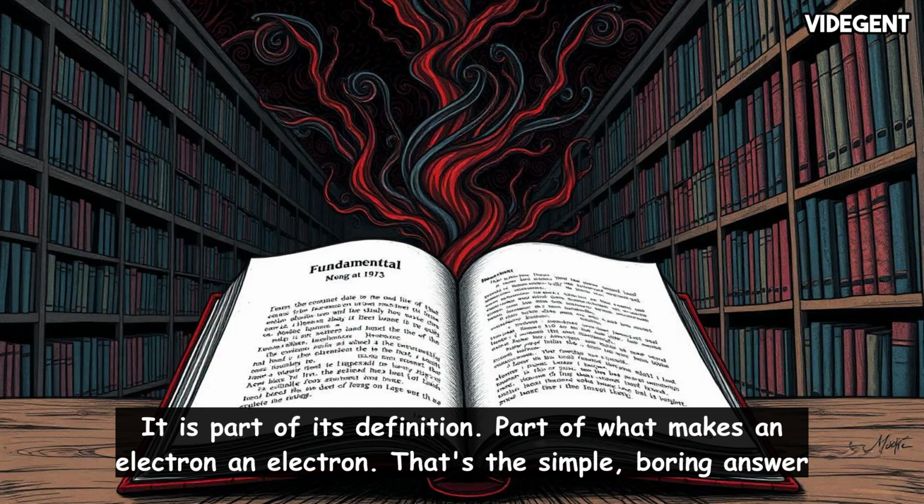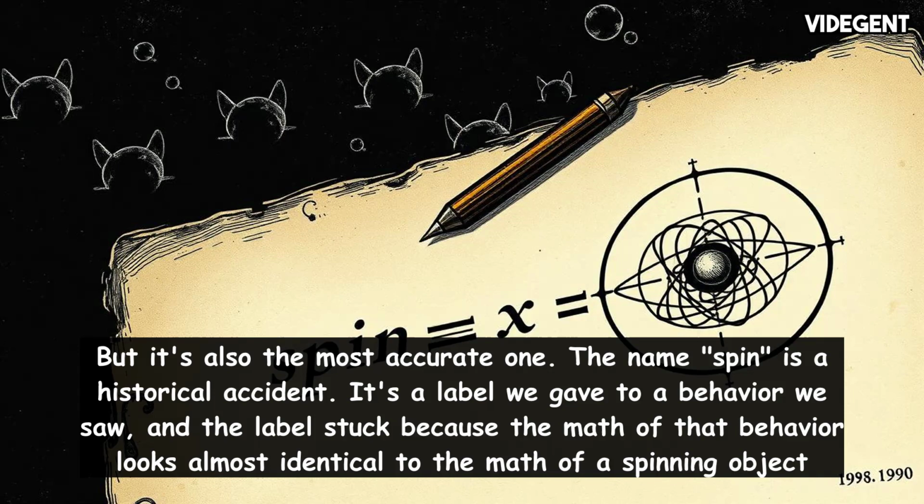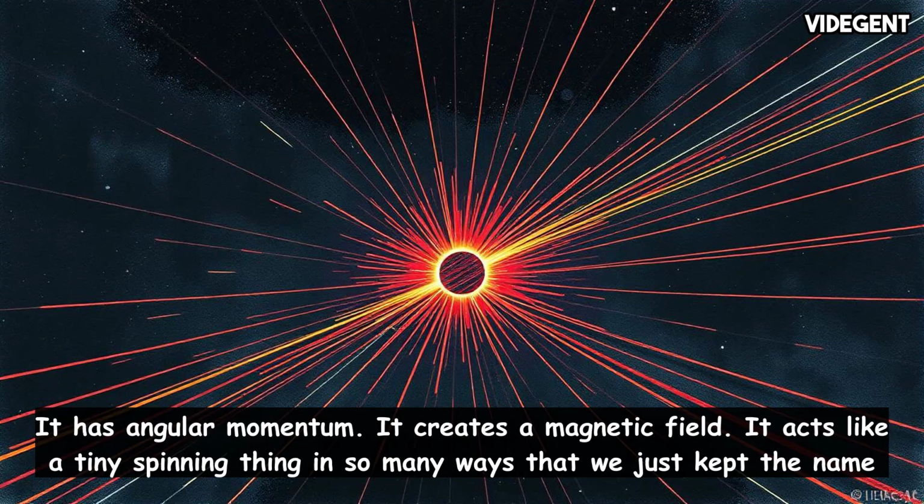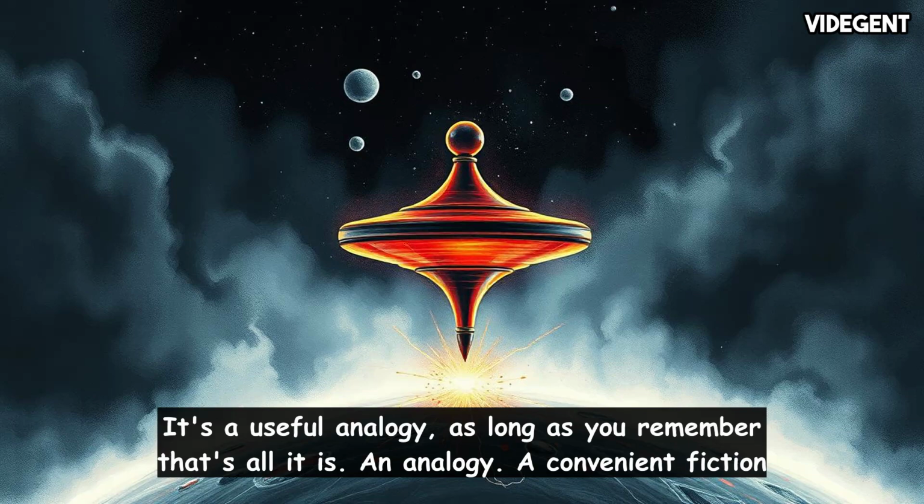That's the simple, boring answer. But it's also the most accurate one. The name spin is a historical accident. It's a label we gave to a behavior we saw, and the label stuck because the math of that behavior looks almost identical to the math of a spinning object. It has angular momentum, it creates a magnetic field, it acts like a tiny spinning thing in so many ways that we just kept the name. It's a useful analogy as long as you remember that's all it is. An analogy, a convenient fiction.